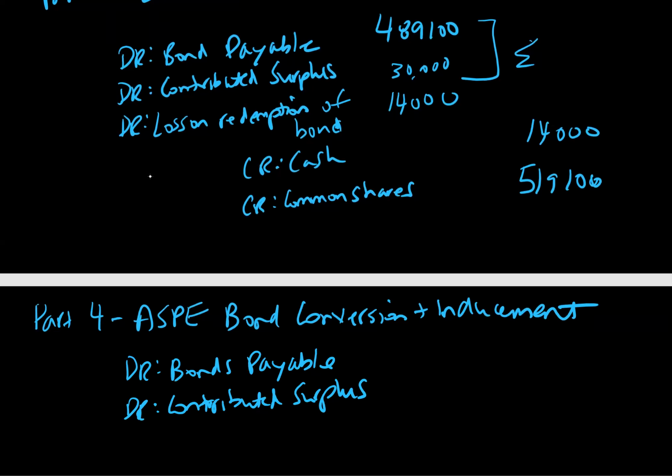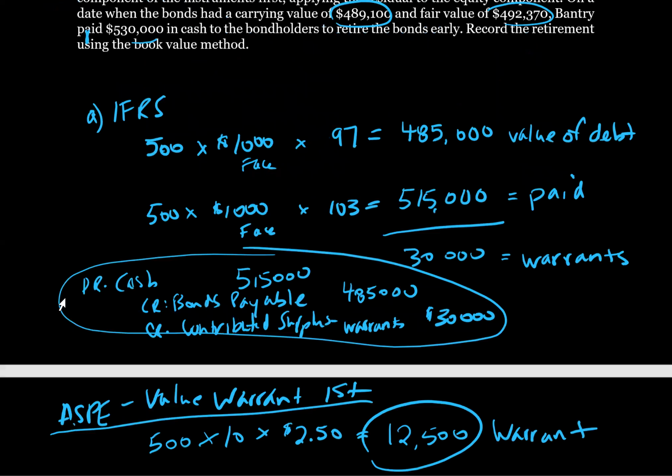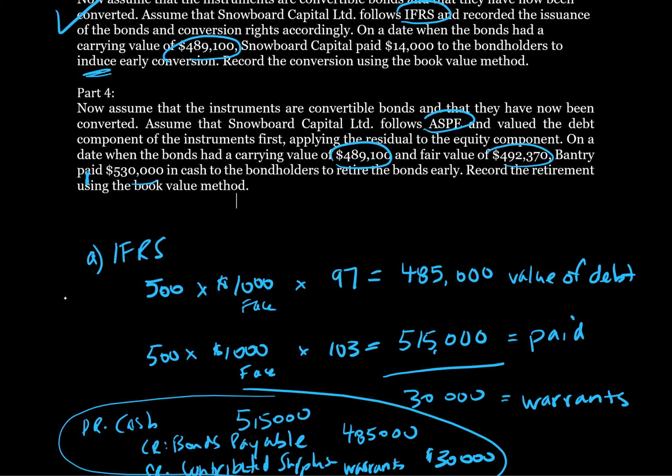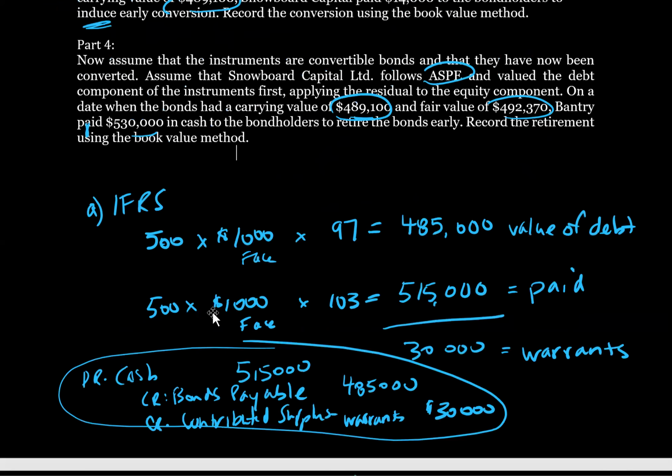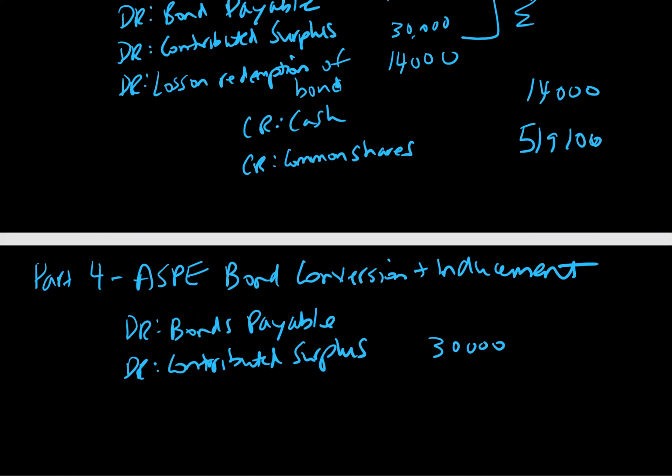Okay, so we know it's contributed surplus. We had 30,000 in there. That's the same always. Let's take a look at what the carrying value of the bonds were. Scrolling way back up, the bonds had a carrying value of $489,100. So that's what we're going to remove. Whatever they were carried at on our statement of financial position is what we need to debit them for. So there's our $489,100.